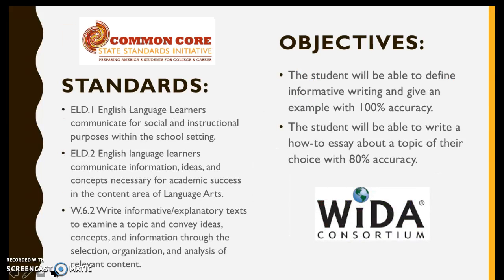The standards that go along with this unit are 2 of the WIDA standards, the ELD 1 and ELD 2. ELD 1 talks about the social and instructional language needed within the school setting, and ELD 2 is the language of language arts, which is why it's connected back to our writing unit. I also included the Common Core standard for informative writing, since that is our focus for this unit. The objectives are that students will be able to define informative writing and give an example of how-to writing, and the students will be able to write a how-to essay on a topic of their choice.